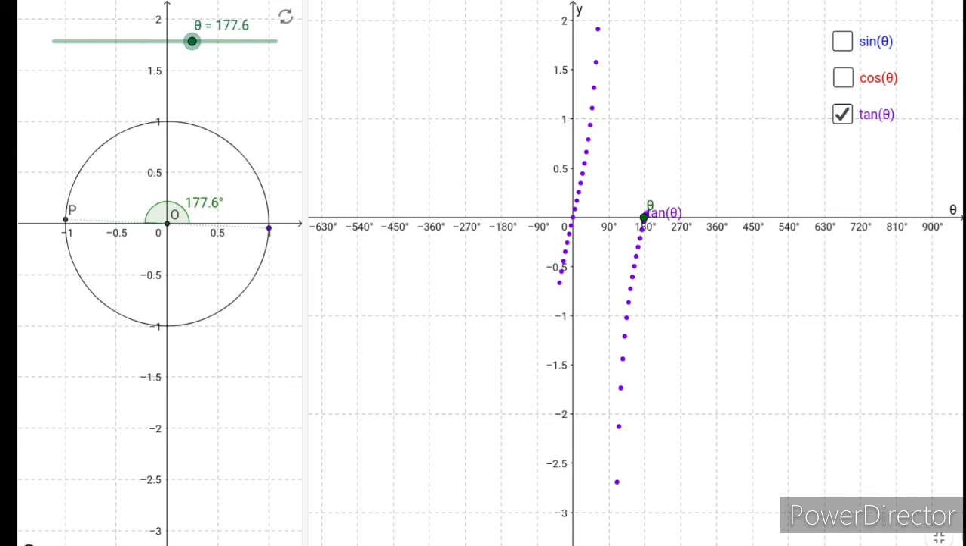Okay, let's see after 180. After 180, theta is in the third quadrant. We have seen that in the third quadrant, tan theta is positive, because it is positive by positive in the first quadrant and negative by negative in the third quadrant. So tan theta is positive in the first and third quadrants, whereas in the second and fourth quadrants, it is negative.